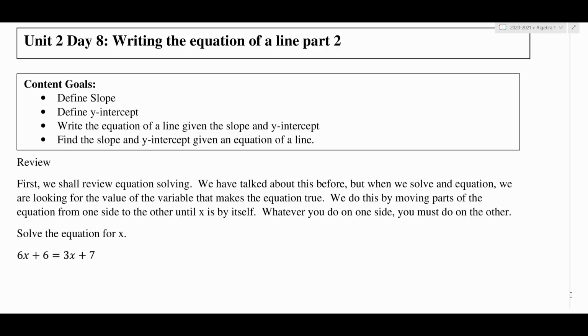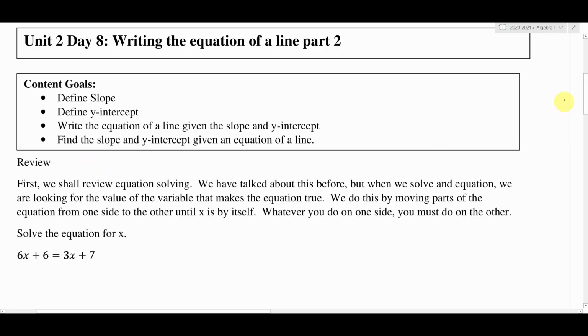Today we're going to do Unit 2, Day 8. We're going to continue talking about writing the equation of a line, Part 2. We are going to define slope and define y-intercept. So those are two of our major goals today, to talk a little bit more in depth about the slope and the y-intercept. We're going to be adding on to what Mr. Rule was talking about in his lesson yesterday. And then we're going to take that more in-depth idea of slope and y-intercept and apply it to writing equations and identifying the slope and y-intercept if we were given an equation.